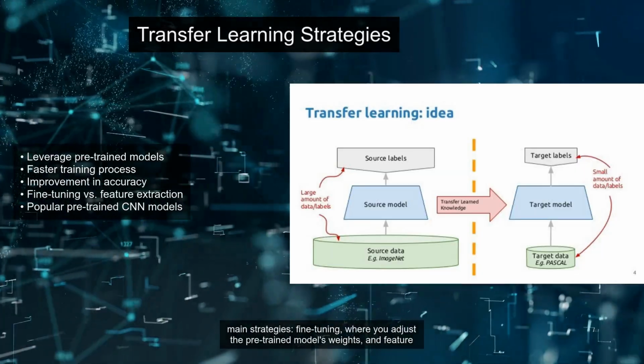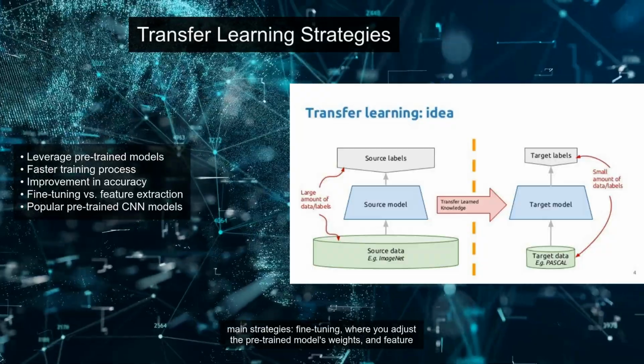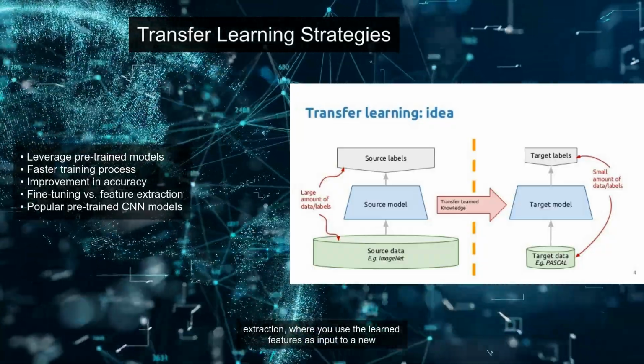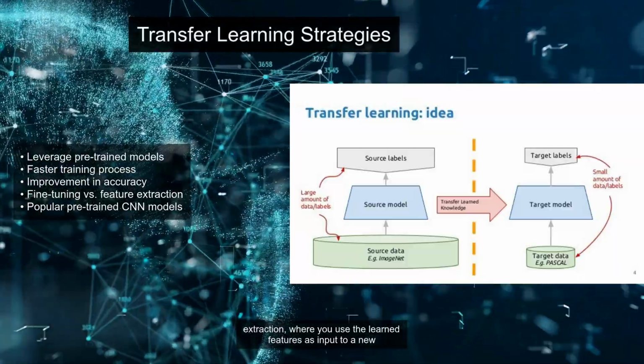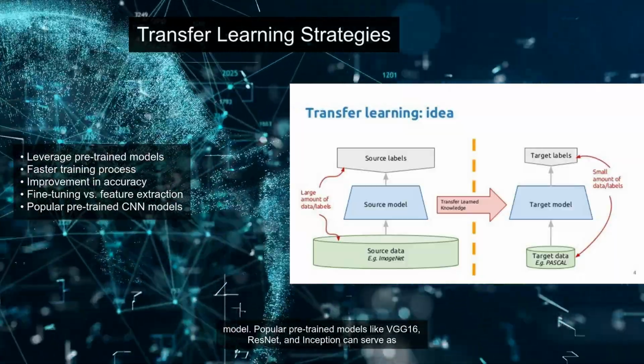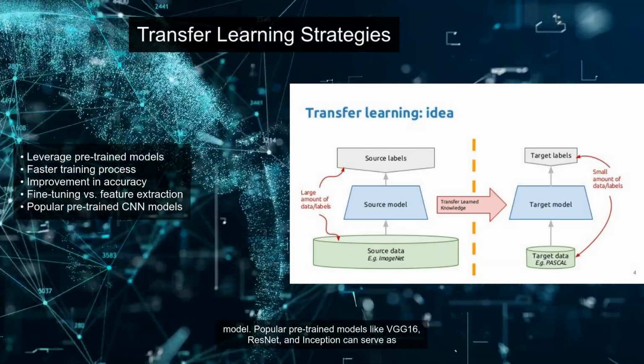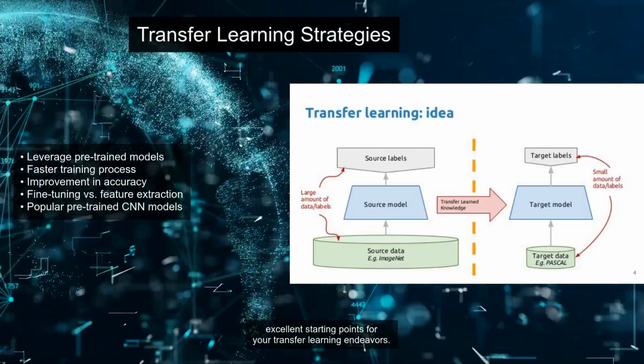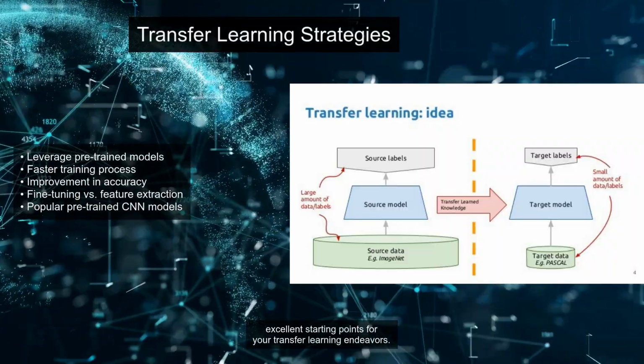There are two main strategies: fine-tuning, where you adjust the pre-trained model's weights, and feature extraction, where you use the learned features as input to a new model. Popular pre-trained models like VGG16, ResNet, and Inception can serve as excellent starting points for your transfer learning endeavors.